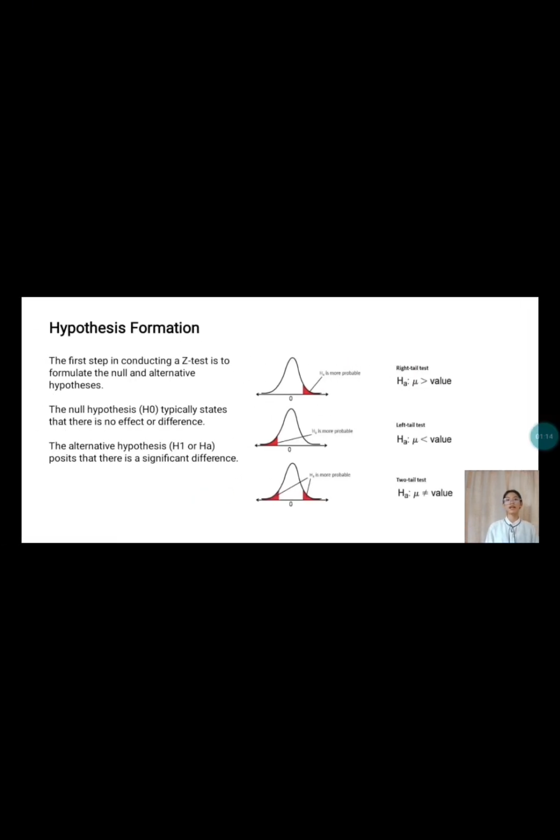Hypothesis formation. The first step in conducting a z-test is to formulate the null and alternative hypotheses. The null hypothesis typically states that there is no effect or difference. The alternative hypothesis posits that there is a significant difference.